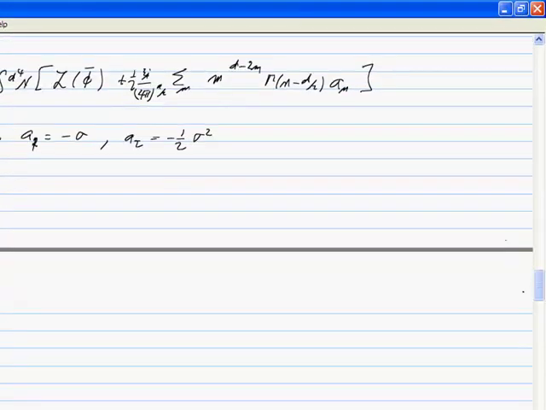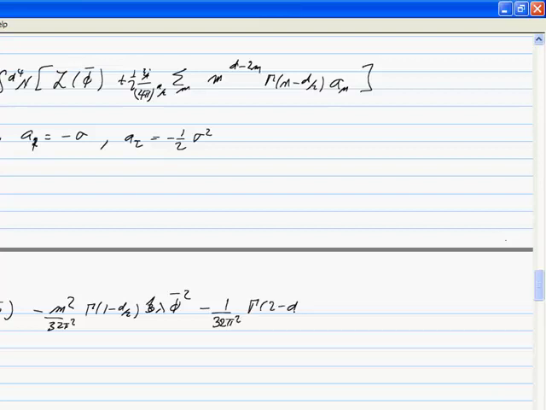And so we end up here with integral d^4x L of phi bar, and it turns into minus m squared over 32 pi squared gamma of 1 minus z over 2 times 3 lambda phi bar squared, minus 6 lambda minus 1 over 32 pi squared gamma of 2 minus z over 2 phi bar to the fourth times 6 lambda squared, dot dot dot. Okay?